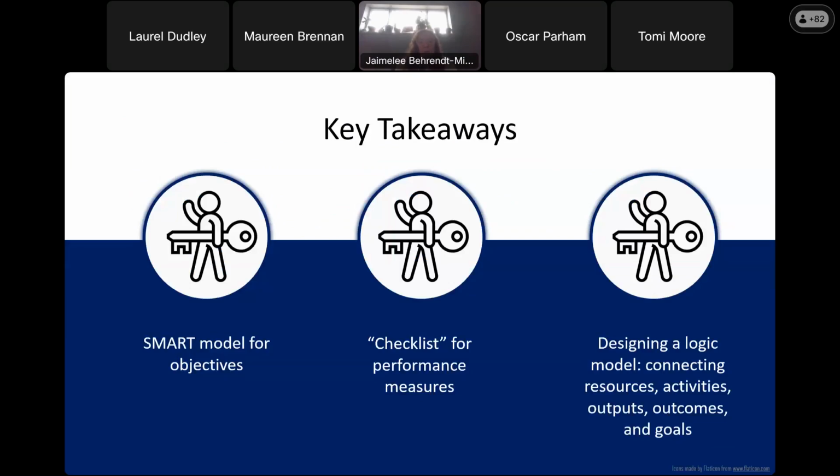And so at this point, we want to talk about the key takeaways. Think about that SMART model for your objectives, think about the checklist for your performance measures, and think about either creating that table or designing a logic model, so that you are able to connect your resources, activities, outputs, outcomes, and goals. At this point, I will open it up for any questions related to anything I've talked about today.